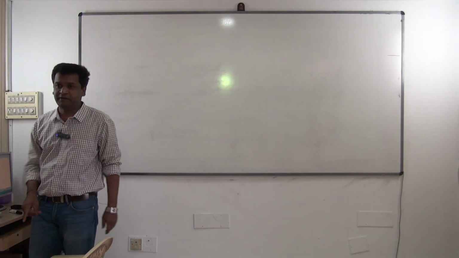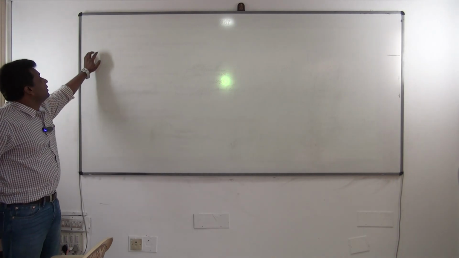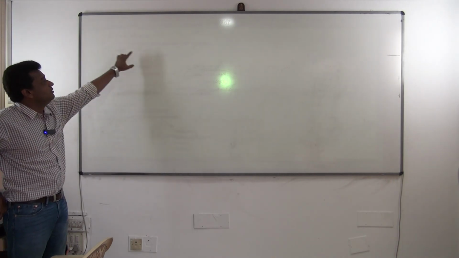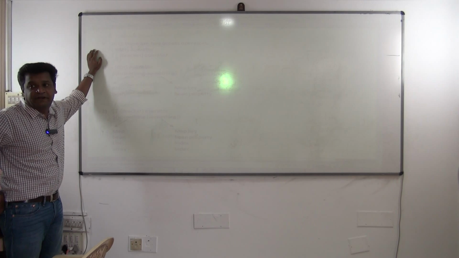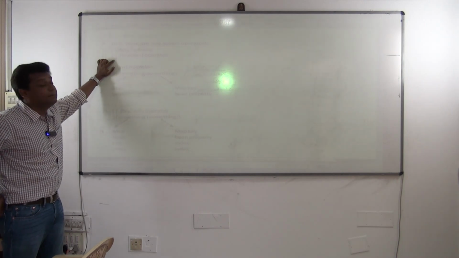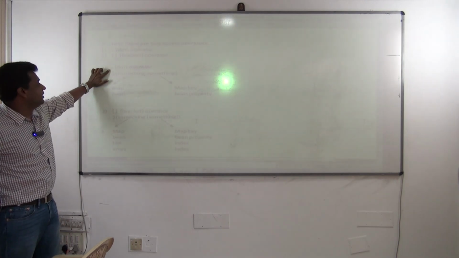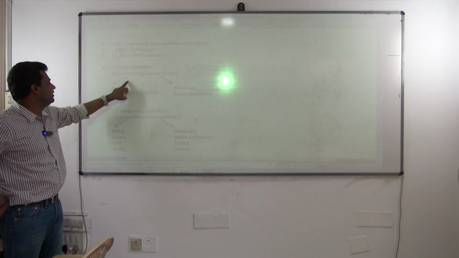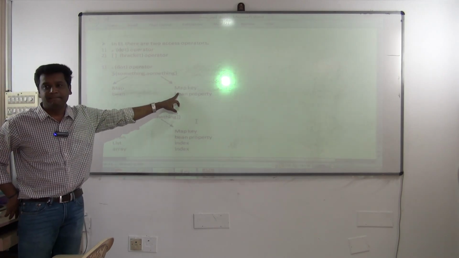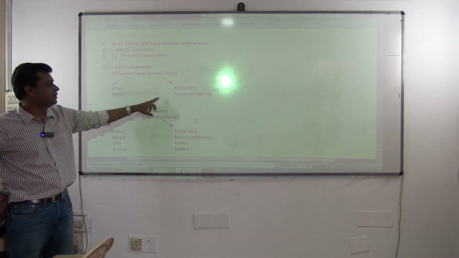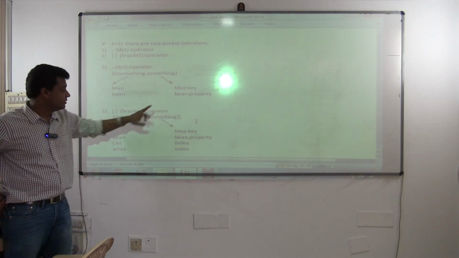I have documented it. In EL, there are two access operators: the dot operator and the bracket. Understood? Dot operator: something dot something. What will it be? If the left hand side is a map, the right hand side will be the map key. If the left hand side is a bean, the right hand side will be the bean property.